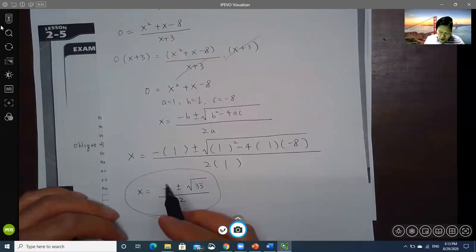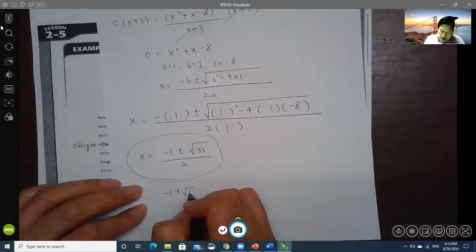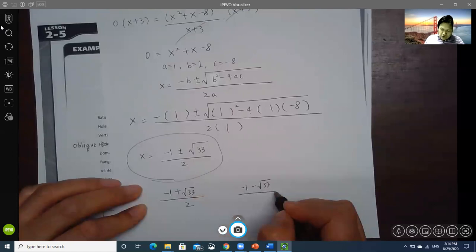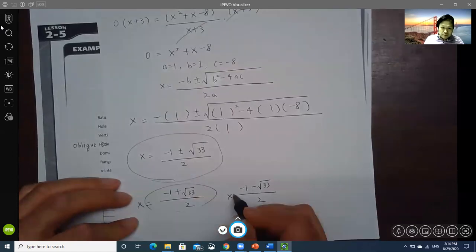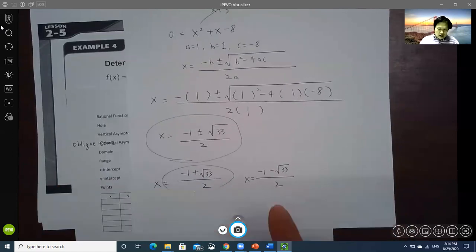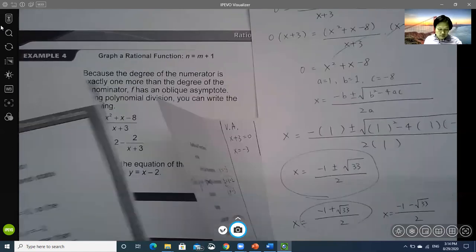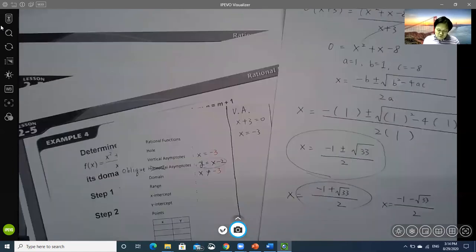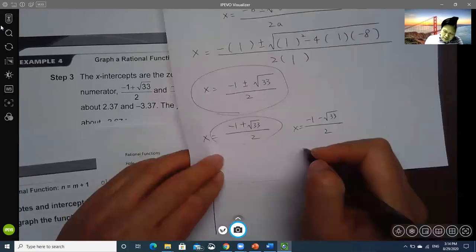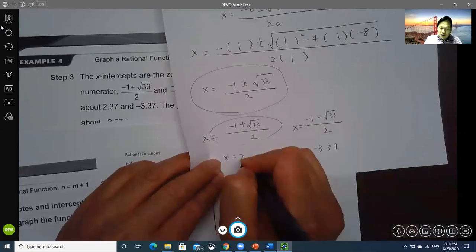Type 1 with a positive, then type 1 with a negative, because you will need the decimal value. Type it in, x equal to this, x equal to this. Type into the calculator. I think they did it. They got this one as minus 3.37 and this one as 2.37. So I'm going to use this number there.